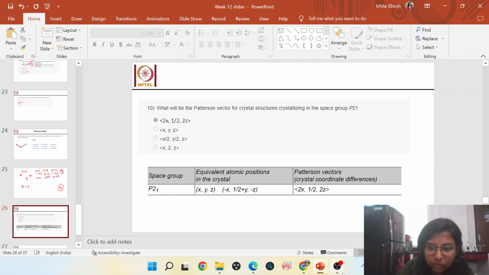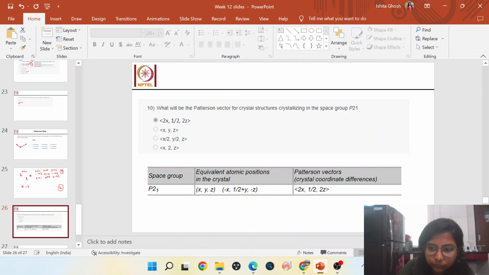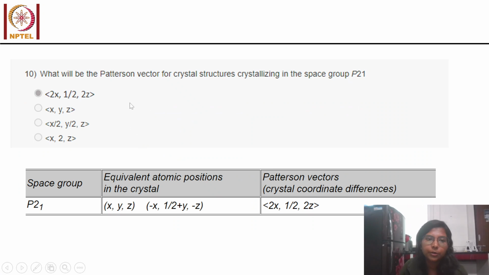So this is the last question. What will be the Patterson vector for crystal structures crystallizing in the space group P21? Okay, so what have we learned? We have learned that the Patterson vector is nothing but an interatomic vector. So if we have the space group P21, then what are the equivalent positions?